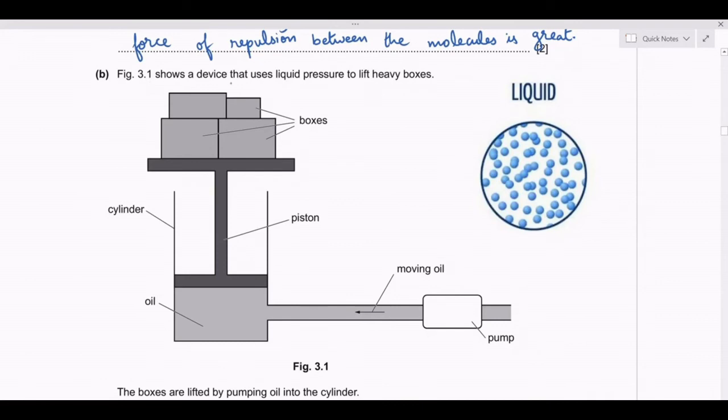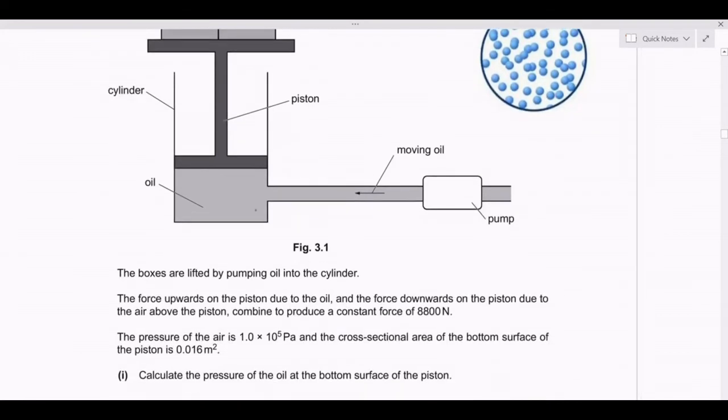Part B. Figure 3.1 shows a device that uses liquid pressure to lift heavy boxes. The boxes are lifted by pumping oil into the cylinder. The force upwards on the piston due to the oil and the force downwards on the piston due to the air above the piston combine to produce a constant force of 8,800 Newton. The pressure of the air is 1.0 into 10 to the power 5 pascals, and the cross-sectional area of the bottom surface of the piston is 0.016 meters square. Calculate the pressure of the oil at the bottom surface of the piston.